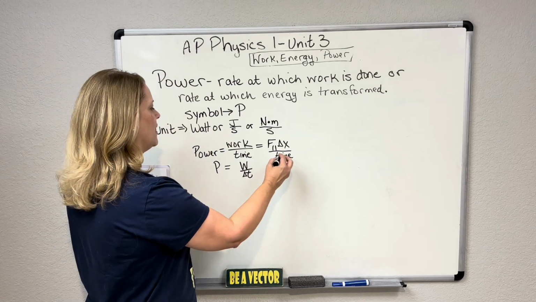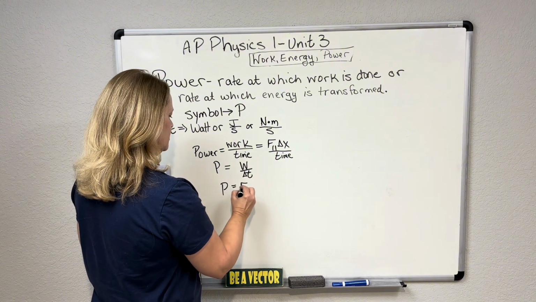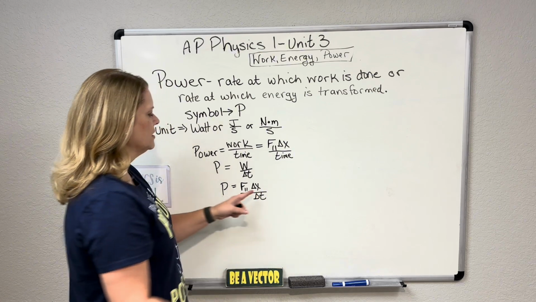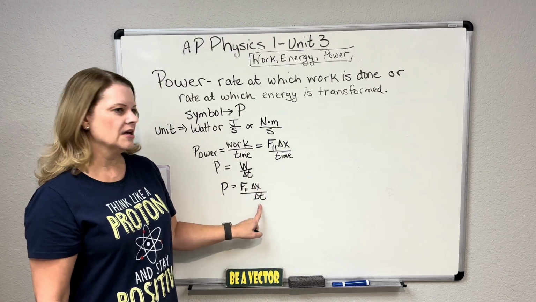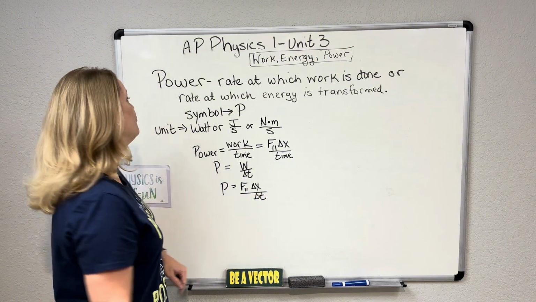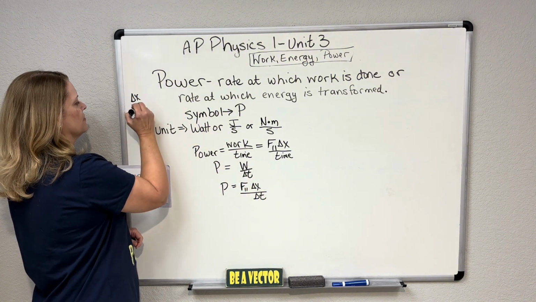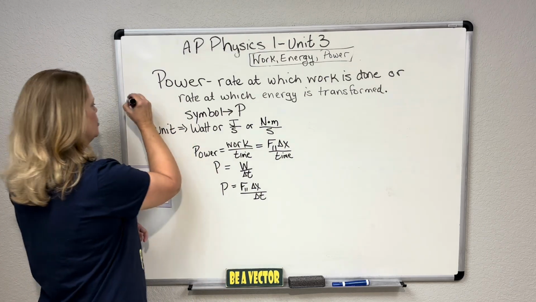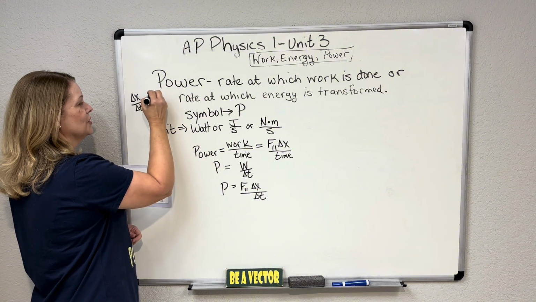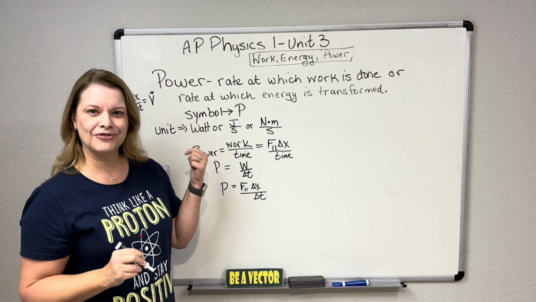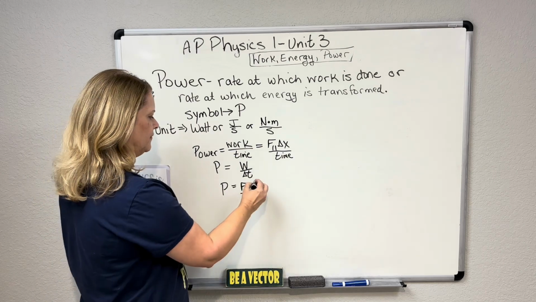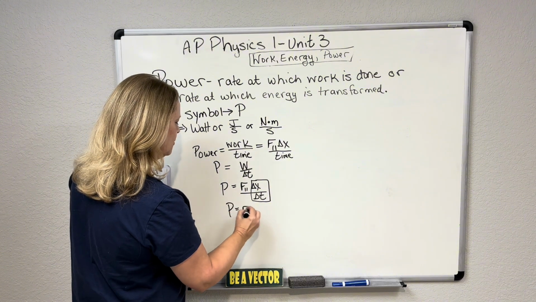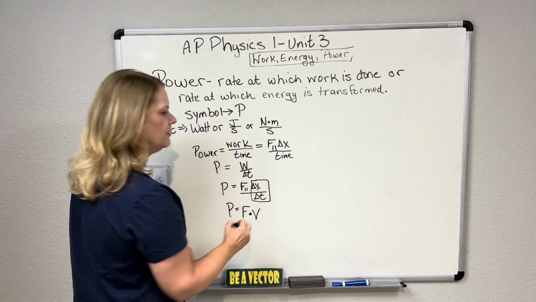Now, let me put this in another form here. Your parallel force times displacement over that delta T. Look at this: displacement divided by your time. That should look familiar from the first unit. Delta X over delta T, that change in position, meaning displacement, if you remember, should equal velocity from the first unit. So if I put in velocity for this, then you get that power is also equal to force times velocity.